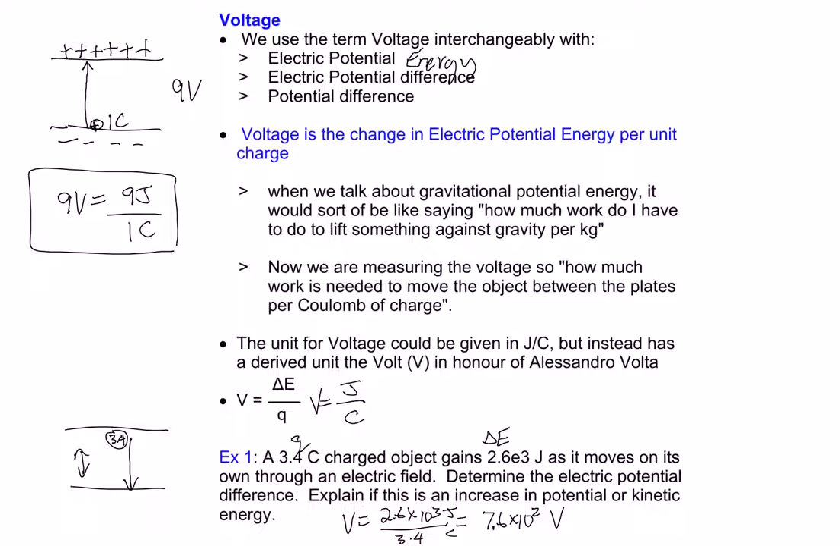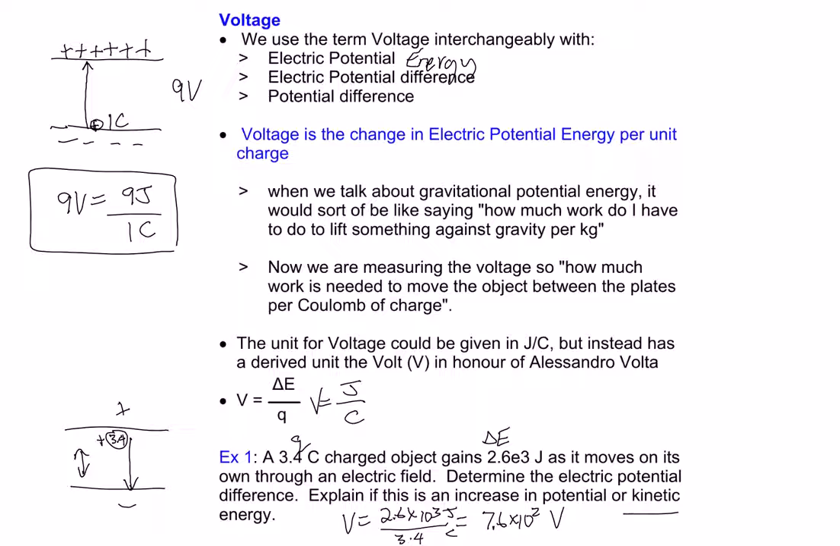So the last part of the question is: is this an increase in potential or an increase in kinetic? It could be either, depending on the direction. In this case, the question says it's moving on its own, so it would be like a positive charge moving towards the negative plate. If it's moving on its own, we would say an increase in kinetic.